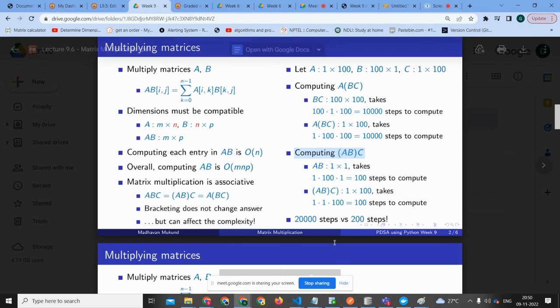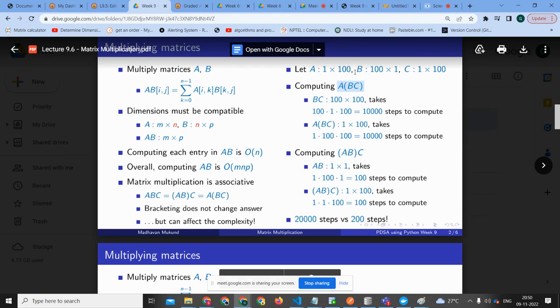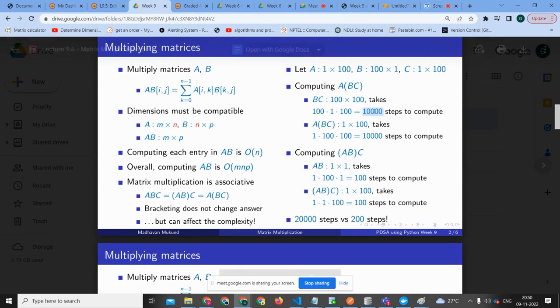So if you do AB, then multiplied by C, it takes just 200 steps. But if you do BC, this already is taking 10,000 steps. So the code helps us find the combination which gives the output with the least number of computations. That's the idea of the code.